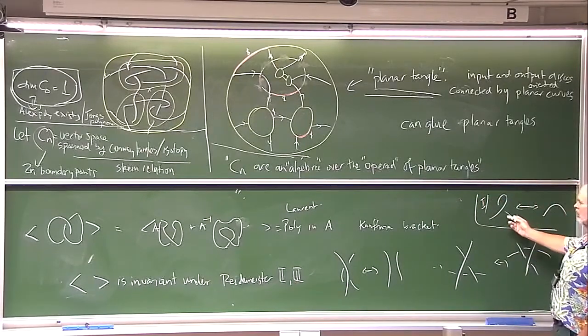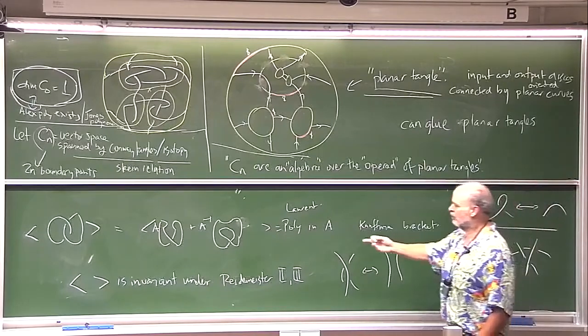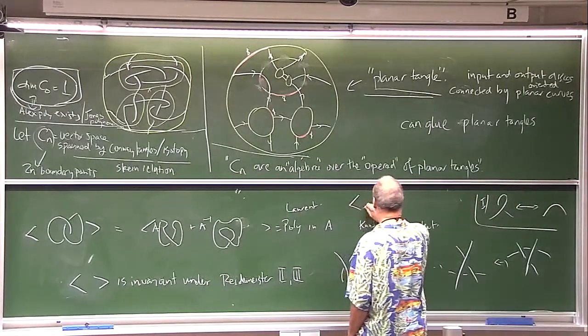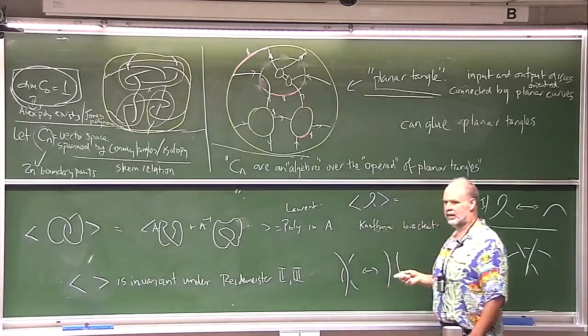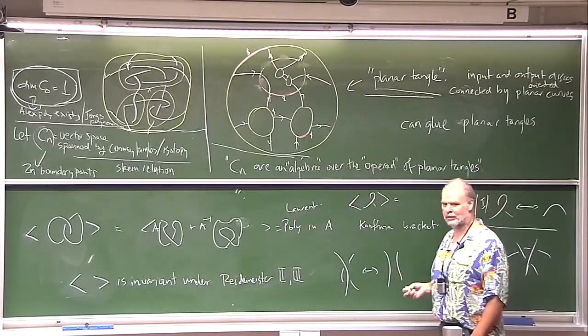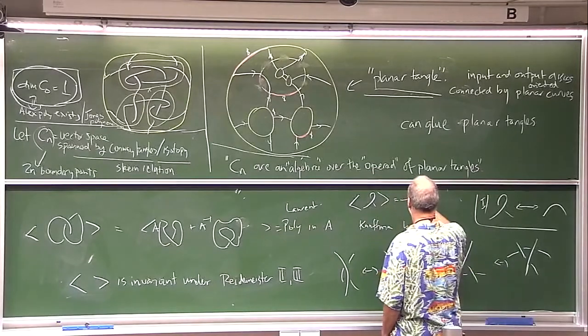Well, you can do a trivial computation using this Kauffman bracket to show that, and let me just cheat here. This may or may not be right, but morally it's right. Minus A cubed times this.